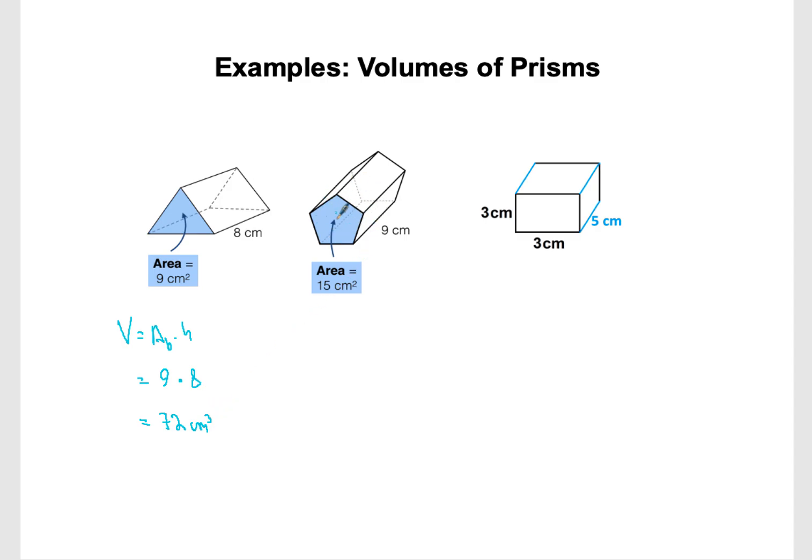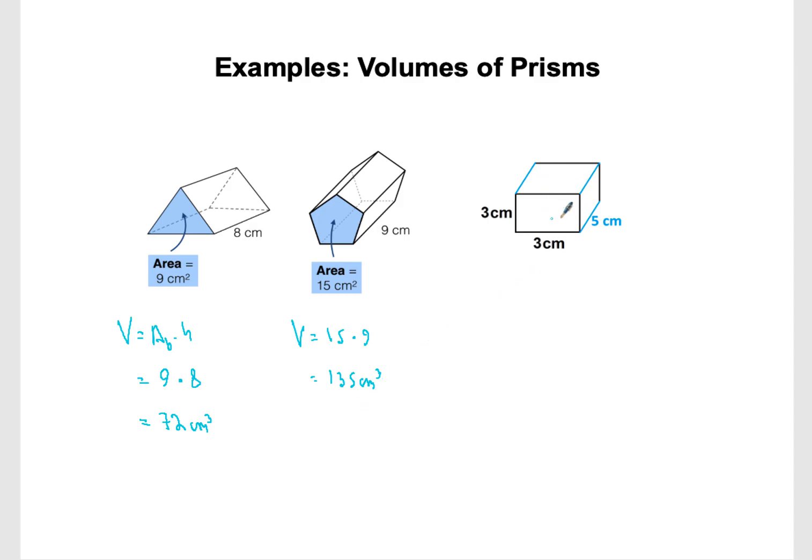For the next one, I got a pentagon, and fortunately, they gave me the area. And the area for this is equal to 15. And I just need to multiply it by how many layers there are, so it's 9 centimeters of layers. So that's times 9. And 15 times 9 is equal to 135 on my calculator. And that's also in centimeters, so centimeters cubed, because that's going to give us volume.